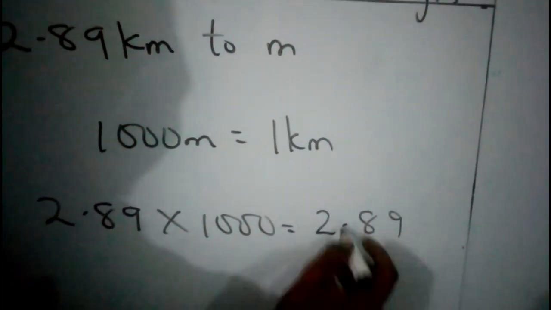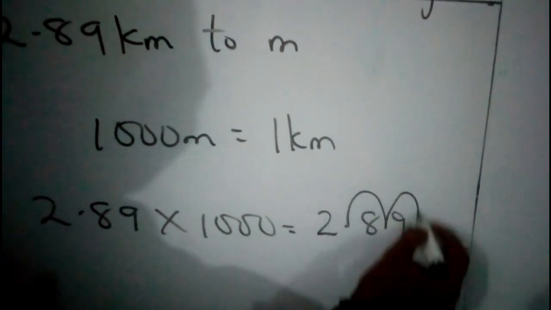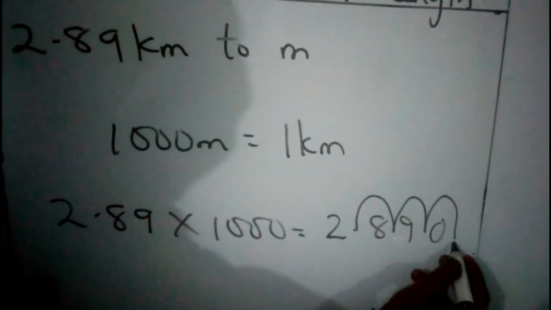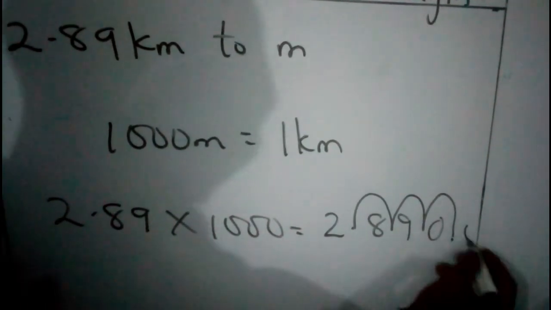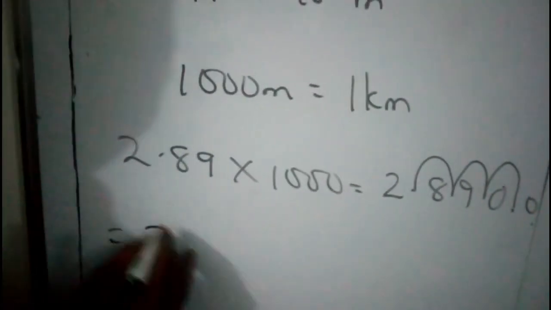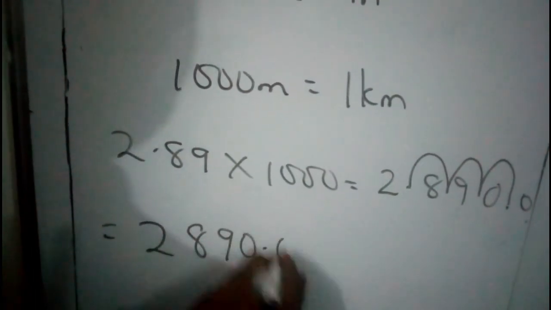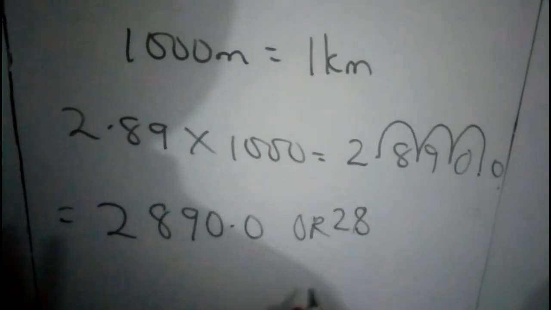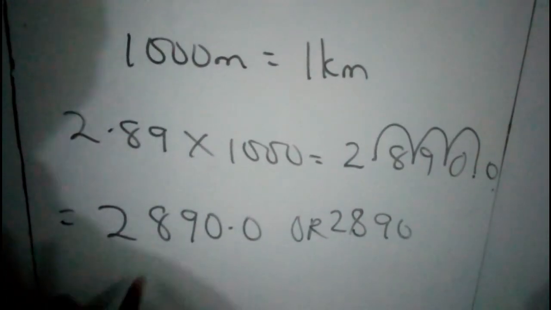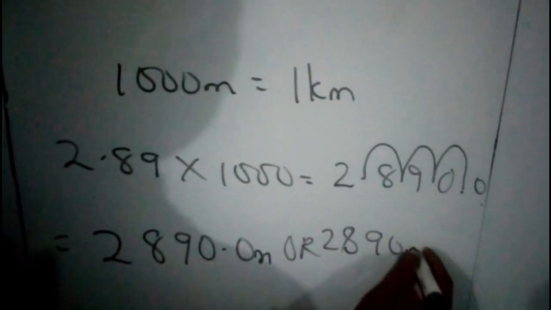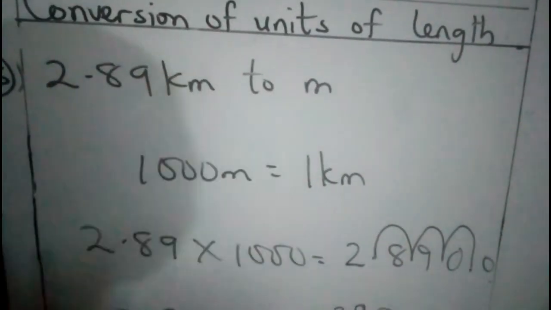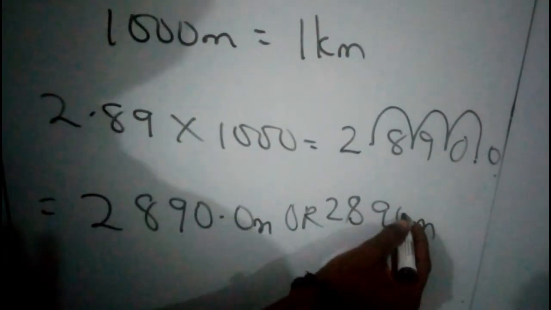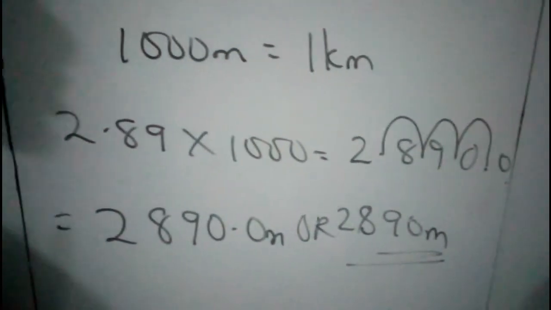We're not starting from the back. So 3 times, 1, 2, 3, isn't it? So you fill up this with 0, and you can put your point here. But remember, points cannot end the number, so you have to end it with what? 0. So what will this one give you? 2890.0. And you know this is the same as what? 2890. That's all. So what's our unit now? Our unit is meters. So 2.89 kilometers to meters will give you what? 2,890 meters. That's your answer in meters.